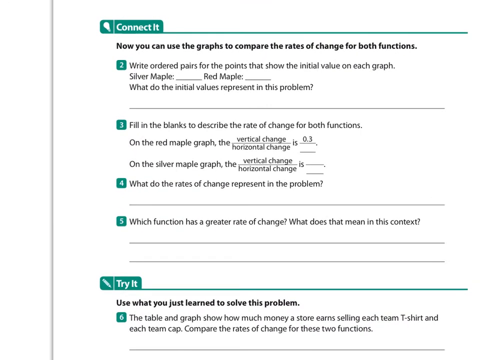And it says, write ordered pairs for the points that show the initial value on each graph. Right, well, the initial values, we could go back and look at our graph there, but the silver maple was 0.3, right? 0.3. The red maple was 0.4. What do you think the initial value represents? Well, that's the diameter of the tree when they started this study. When the study began.